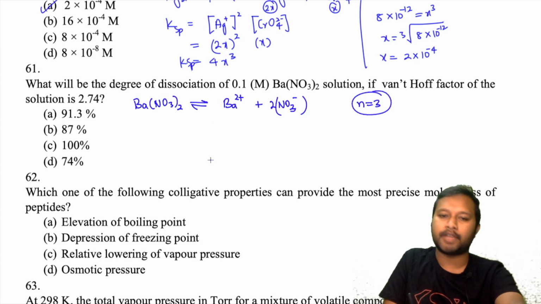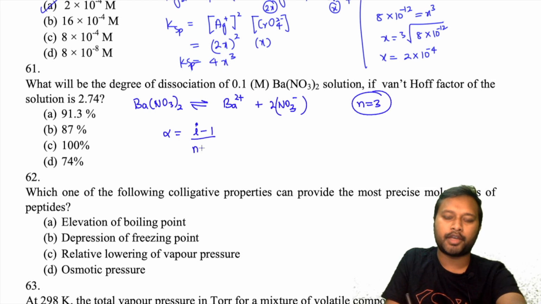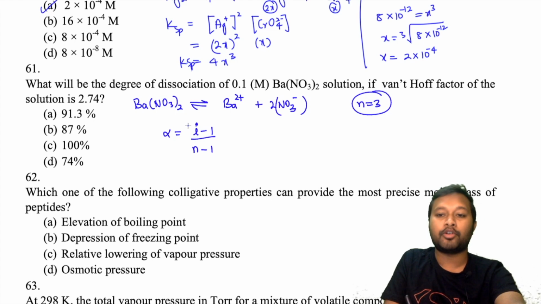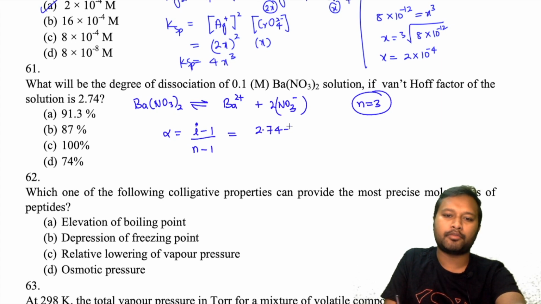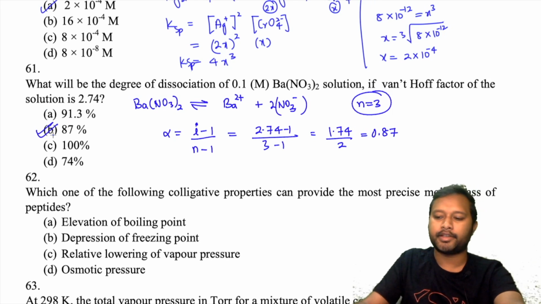2 plus 1, 3. Now degree of dissociation is given by (i minus 1) upon (n minus 1), where n is the number of moles, i is the van't Hoff factor, and alpha is the degree of dissociation. Just put everything, and that's what it is, (2.74 minus 1) divided by (3 minus 1). Solve this and it will be 1.74 divided by 2, and that is going to give you around 0.87. So 87% will be your answer. That is option number B.